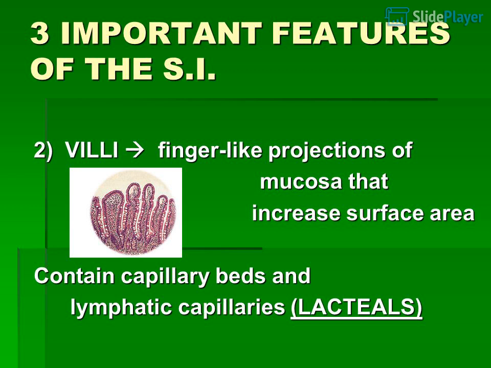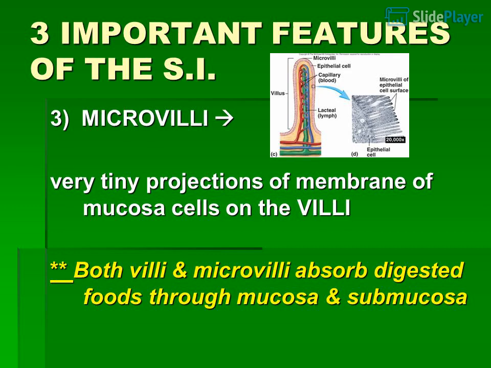2. Villi: finger-like projections of mucosa that increase surface area, contain capillary beds and lymphatic capillaries, lacteals. 3 important features of the SI. 3. Microvilli: very tiny projections of membrane of mucosa cells on the villi. Both villi and microvilli absorb digested foods through mucosa and submucosa.